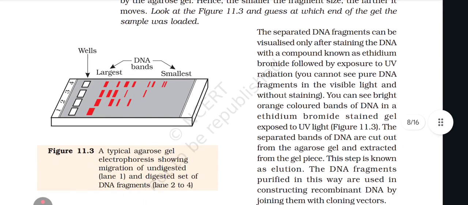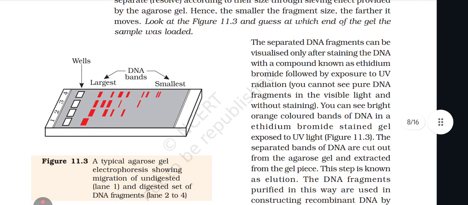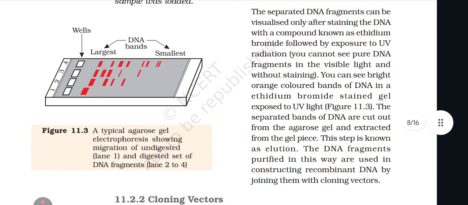So in the first lane, there we have this undigested DNA, and in the remaining three wells, there is the digested set of DNA fragments that are filled. The separated DNA fragments can be visualized only after staining the DNA with a compound known as ethidium bromide, followed by exposure to UV radiation. You cannot see pure DNA fragments in the visible light and without staining. You can see the bright orange colored bands of DNA in ethidium bromide stained gel exposed to UV light.